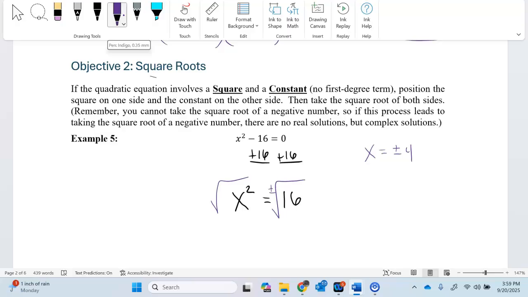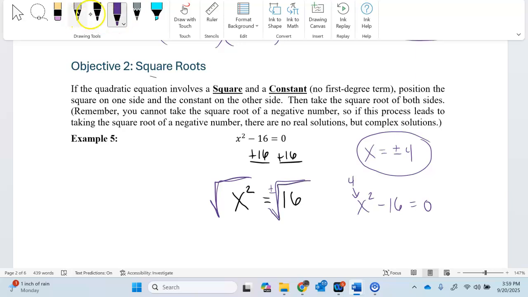If I plug into my original equation, x squared minus 16 equals 0, if I plug in a 4 here, 16 minus 16 is 0. But if I plug in a negative 4 here, negative 4 squared is positive 16. So both of those are going to work. So I always got to do the plus or minus when I do this key step of taking a root.